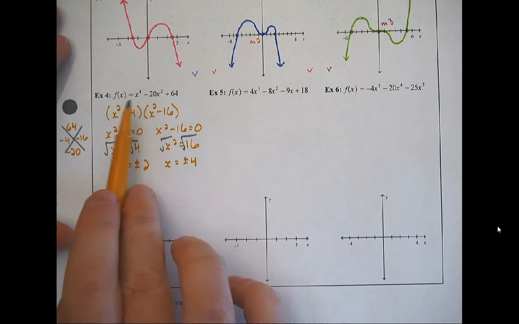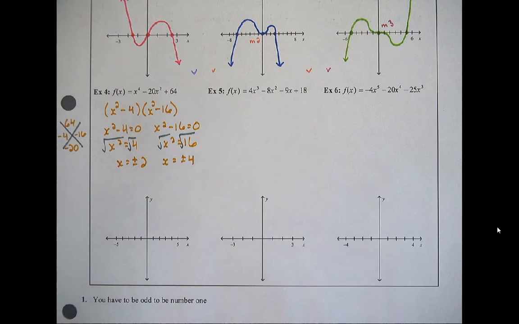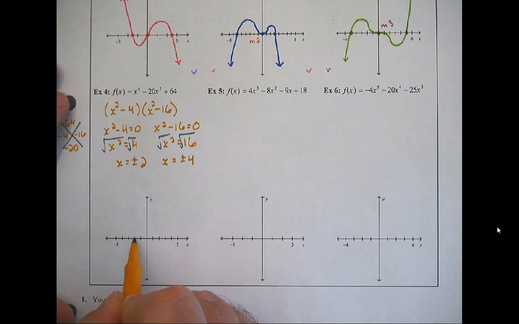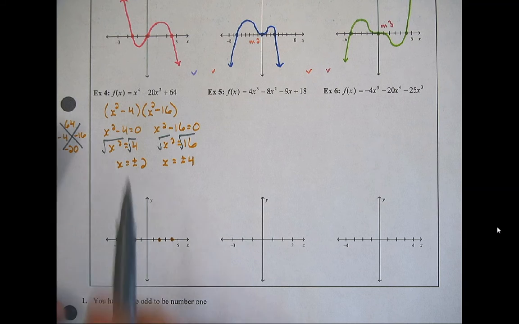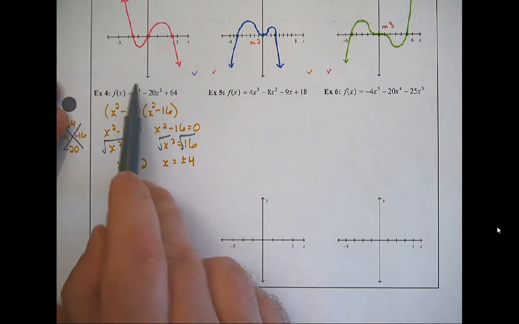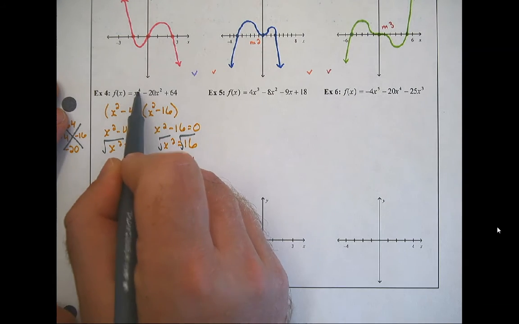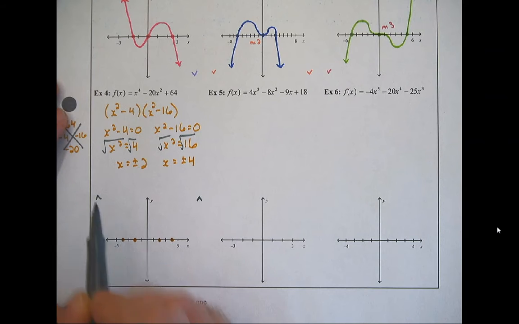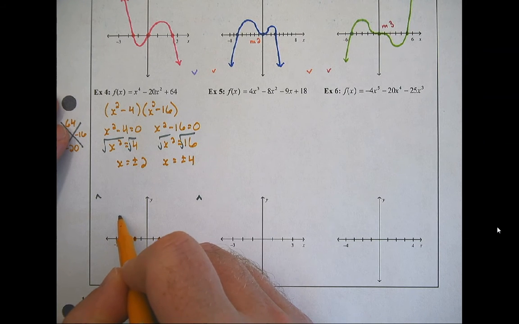So I'm supposed to have 4 zeros. I have 1, 2, 3, 4 zeros. Good, so they're all mult 1s. So negative 2 and negative 4, positive 2 and positive 4. Now I'm going to do the end behavior. So I've got an even, positive. So positives to an even are positive. Negative to an even are positive times another positive is positive. So there's my branches. So I can make my sketch now.